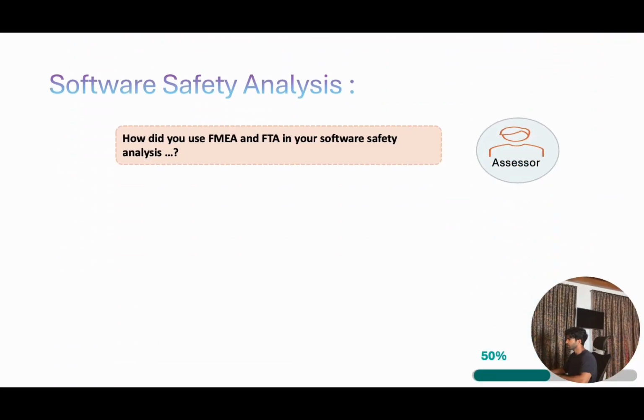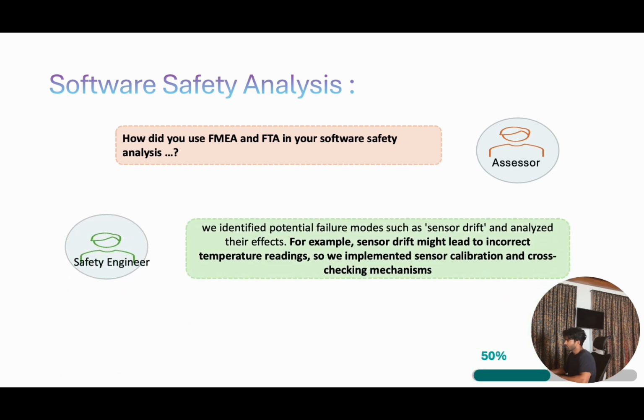Next, he will definitely check FMEA and FTA: failure mode and effect analysis, and also fault tree analysis. So basically, what we're trying to explain here is the calibration and cross-checking mechanisms to ensure that we received the correct temperature readings. Yeah, which means that in case we have a failure, we have a backup plan.